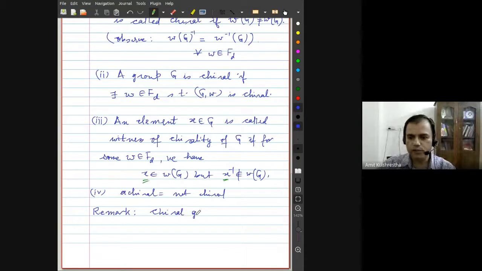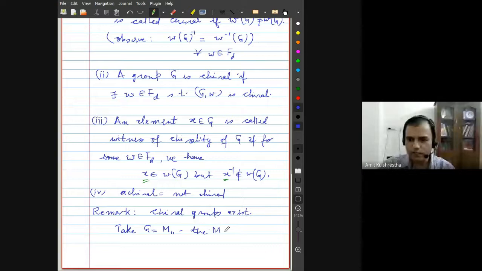Okay, so here is the remark. Chiral groups exist. And towards the end of the lecture, I'll try to establish that they are rare, but they do exist. That's the first remark. And an explicit example is here. Well, it's not very explicit because I won't be actually describing it. But some properties of this group I will mention.